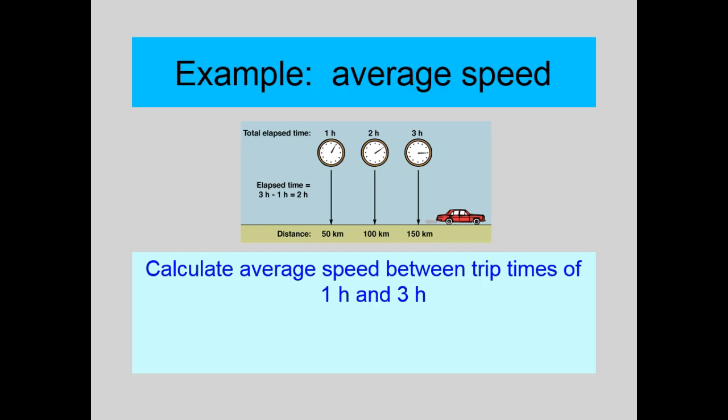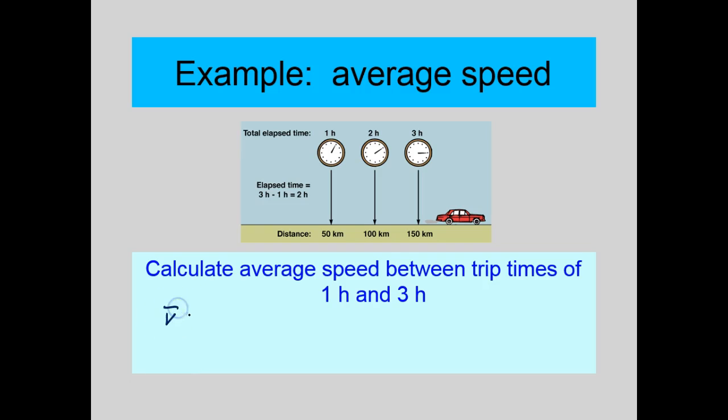Let's do this first. It's not really an example per se in the book. They don't label it as that. We'll come back and do an example in a little bit, but let's do this figure here. It says, calculate the average speed between the trip times of 1 hour and 3 hours. At 1 hour we're at the 50 kilometer marker, and at 3 hours we're at the 150 kilometer marker. So what's your average speed between those trip times? How would you do that?